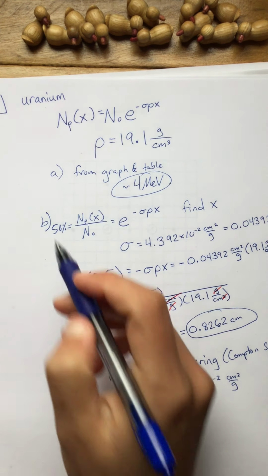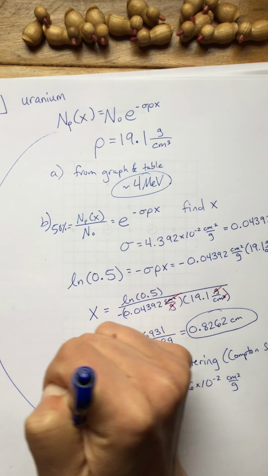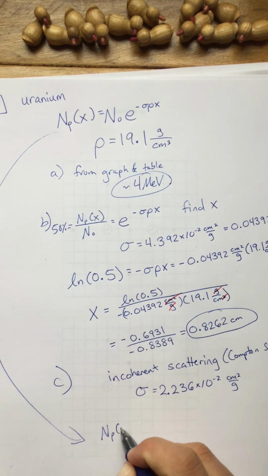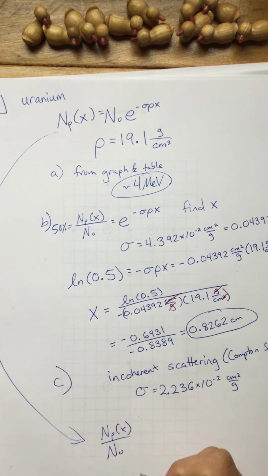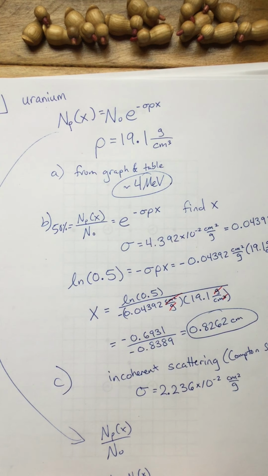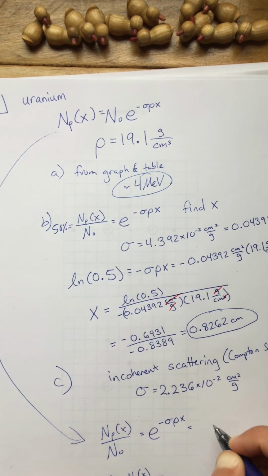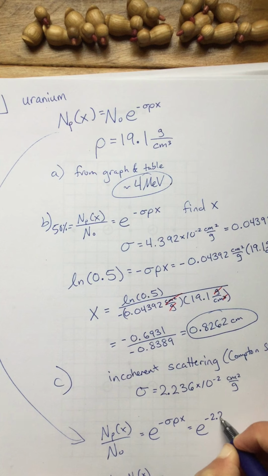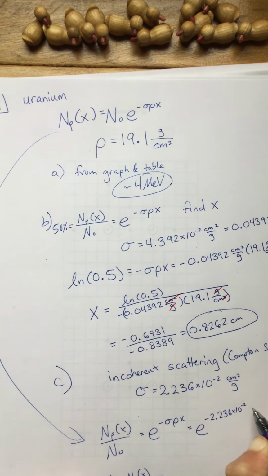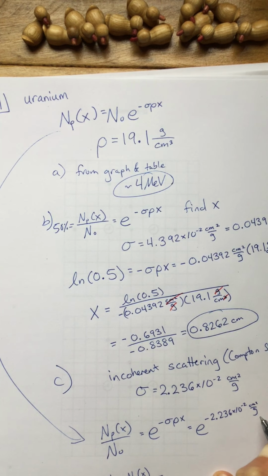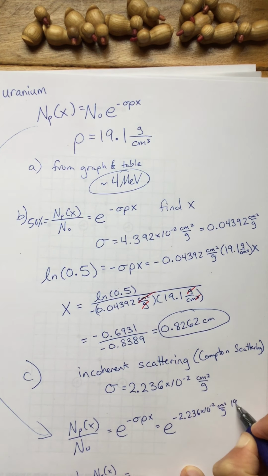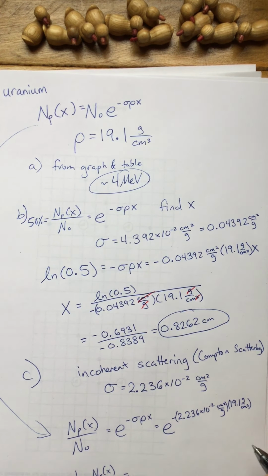Well, I know how to do this. It's the same thing that I did in the previous problem. I take my equation here. If I want the percentage, that's the number of photons left over N naught. This is the percentage that is left. So if I want the percentage that undergoes the process, it'll be 1 minus this. So I'll do that afterwards. Okay, so this is e to the negative sigma rho x. So at 4 mega electron volts, I have 2.236 times 10 to the negative 2 centimeters squared per gram times rho, which is 19.1 grams per centimeter cubed, times x.